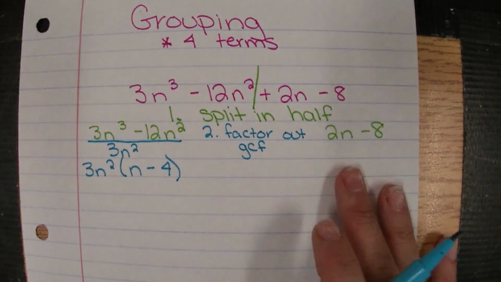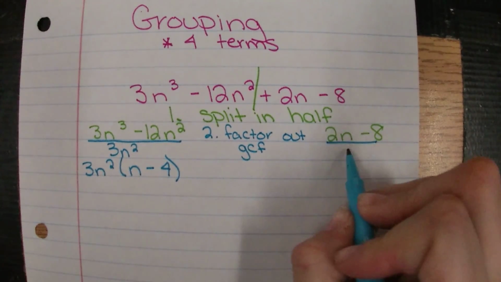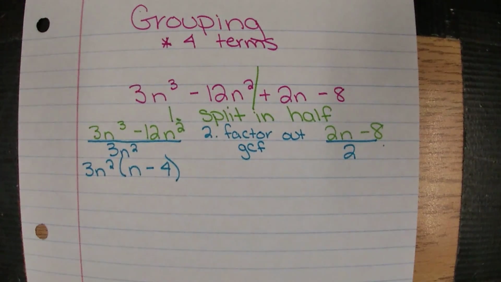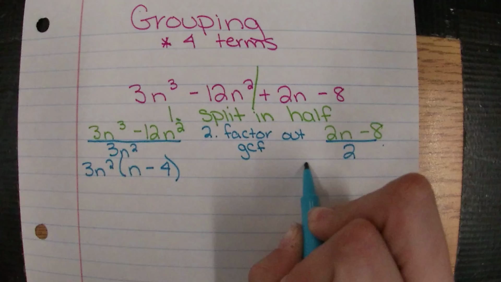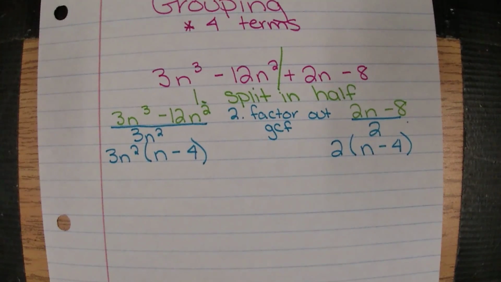Then we're going to do that same thing over here on the right-hand side. So what goes into 2 that will also go into 8? We can pull out a 2. Do they both have the n? No, they do not, so we can't pull out a variable at all. So we'll get 2 times n minus 4.